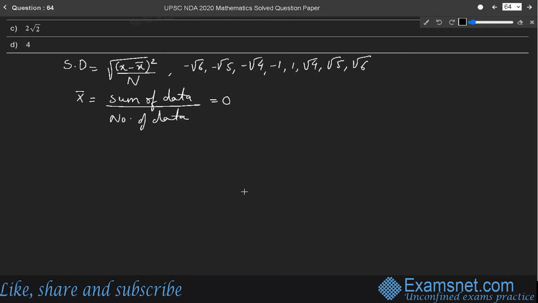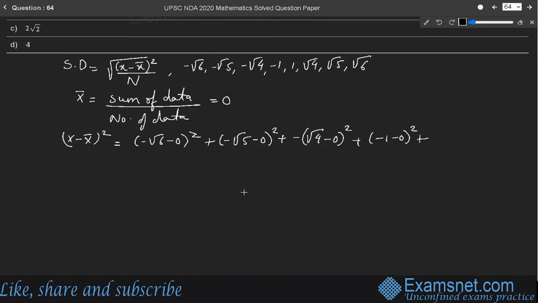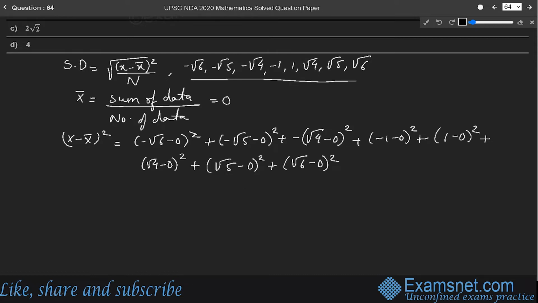Now let us find the value for x minus x bar whole square. So x minus x bar whole square will be minus under root 6 minus 0 whole square plus minus under root 5 minus 0 whole square plus minus under root 4 minus 0 whole square plus minus 1 minus 0 whole square plus 1 minus 0 whole square plus under root 4 minus 0 whole square plus under root 5 minus 0 whole square plus under root 6 minus 0 whole square. We have used all these given values.